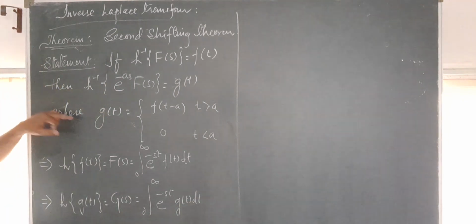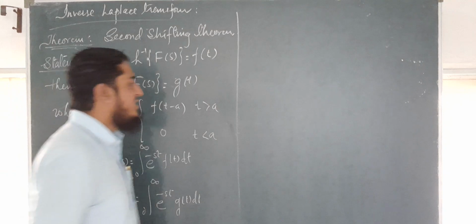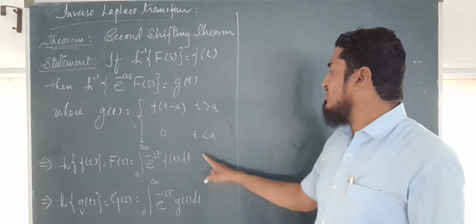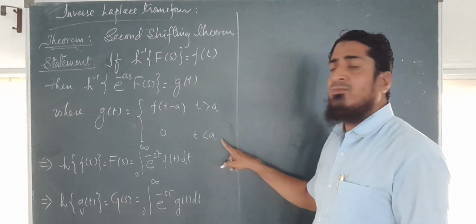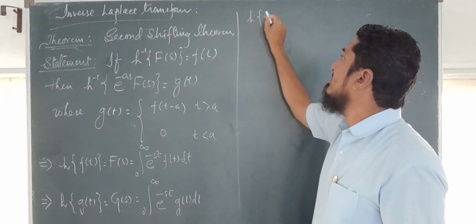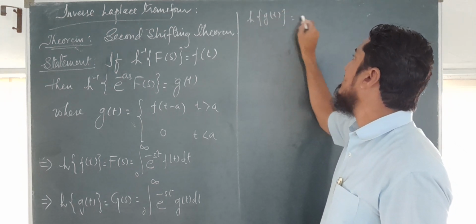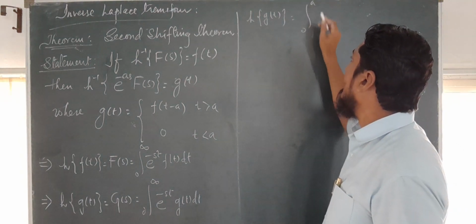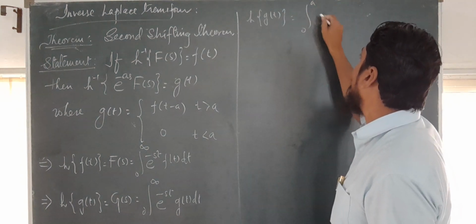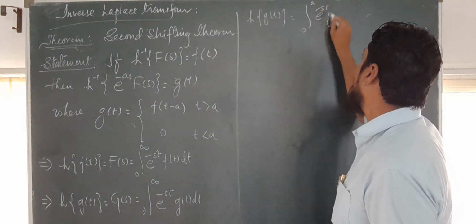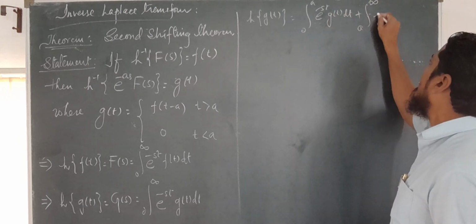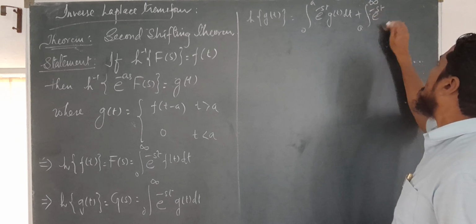But the function g of t is defined in two different intervals, one from 0 to a and another from a to infinity. So the Laplace transform of g of t will give us integration from 0 to a e raised to minus st g of t dt plus integration from a to infinity e raised to minus st g of t dt.